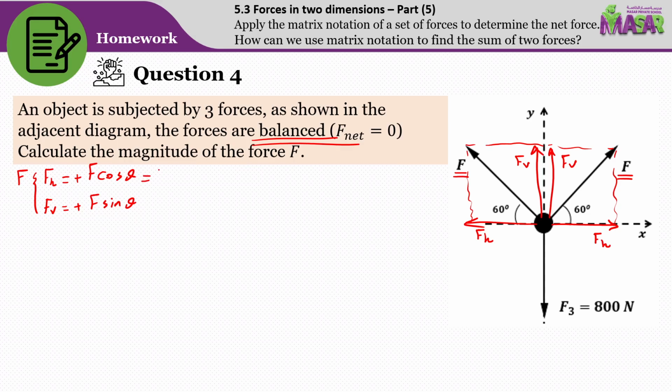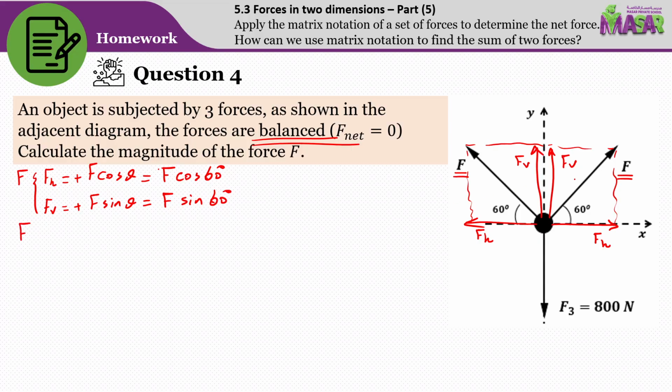F is unknown. However, the angle is given as 60, so let me write here F cosine 60, and also here F sine 60. Do I need to add more details for this operation? No need at all, because F is unknown, and they want me to find it. Try to decompose your force. No need to add more to the solution because you will end up with one unknown.